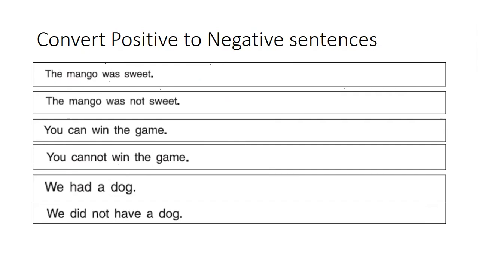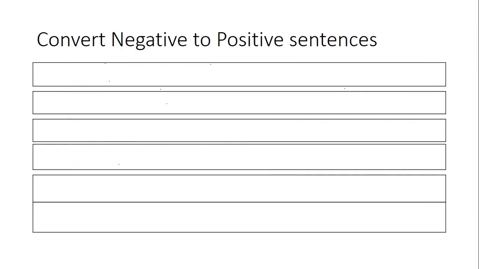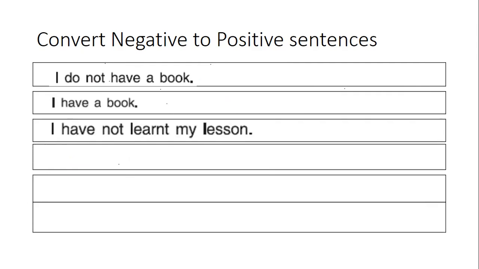More in detail, as we proceed with the grammar, you'll be able to understand how to convert the sentences as well. Let's do the vice versa: negative sentences to positive sentences. I do not have a book. I have a book. I have not learned my lesson. I have learned my lesson.